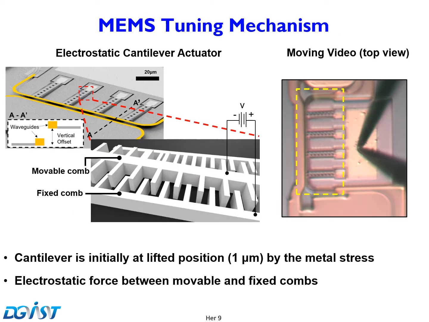This slide shows details of the working mechanism of our MEMS actuator. We utilize an electrostatic cantilever type actuator, which is shown in the left figure. The cantilever is initially lifted about 1 micron. The cantilever is brought down by the electrostatic force between the movable and fixed comb when voltage is applied.